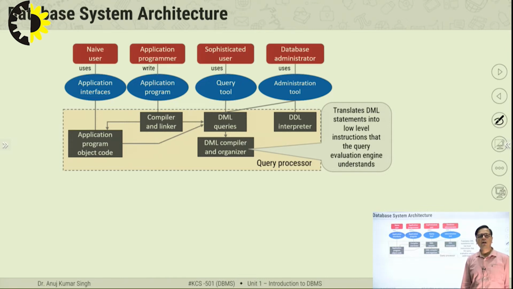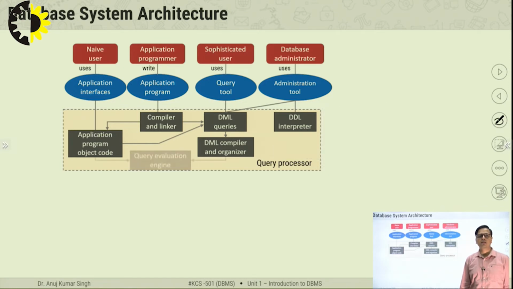DML compiler, what does it do? It translates the DML statements into low level statements. As I told you, the naive user, sophisticated user or application programmer give the instructions in a high level language. So there should be a translator which can translate statements into low level so that the query evaluation engine can understand and execute the process.